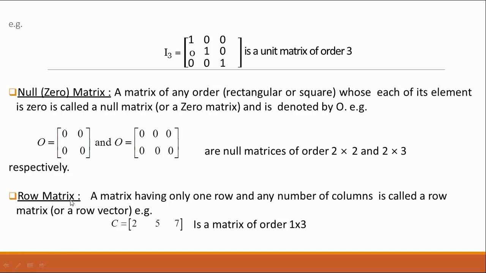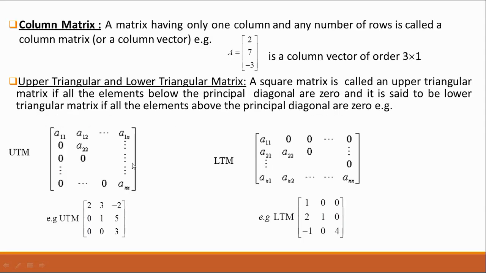Now what is a row matrix? A matrix having only one row and any number of columns is called a row matrix. For example, in this matrix there is only one row, so this is a row matrix. Now a column matrix. A matrix having only one column and any number of rows is called a column matrix. For example, in this matrix there is only one column, so this is a column matrix.